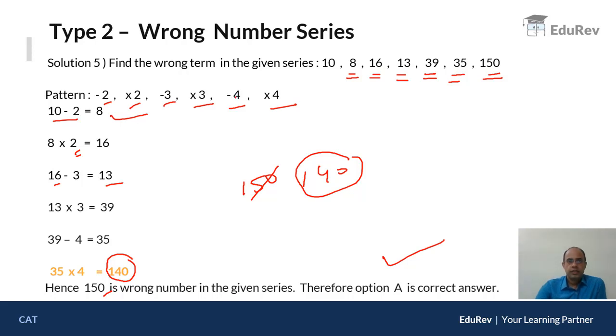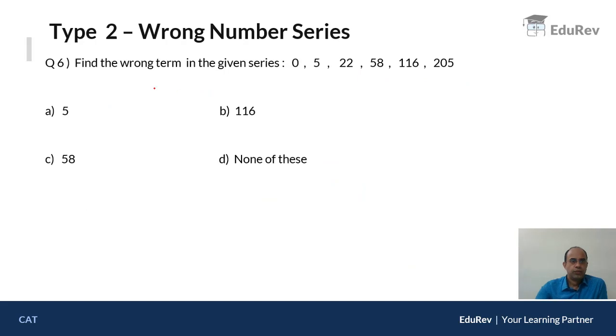Fine, guys. It could be anything. It can be either an alternate series, perfect square series, cube series, or mixed series. It's only when you look at the numbers and you are comfortable with numbers that it will start striking you what pattern has been given. Let's move to question number 6.